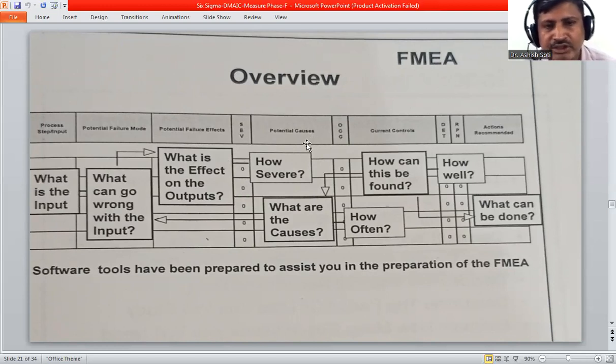Similarly, what is the potential cause? Again, we have occurrence frequency. Again, we have current control system. Are we able to diagnose or identify, detect the issue? So again, we have 1 to 10 scale. Then we'll have our RPN for different things, and we'll select which RPN is high, that is going to be a critical issue to be solved, and that project is to be taken first. That CTQ is to be attacked first.